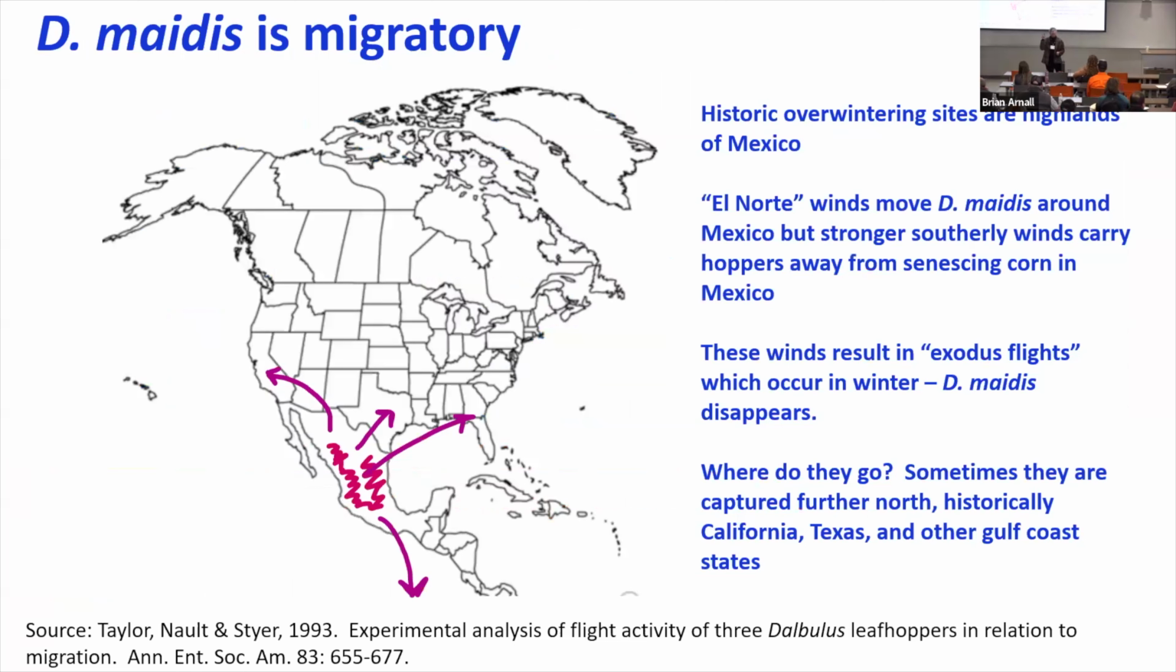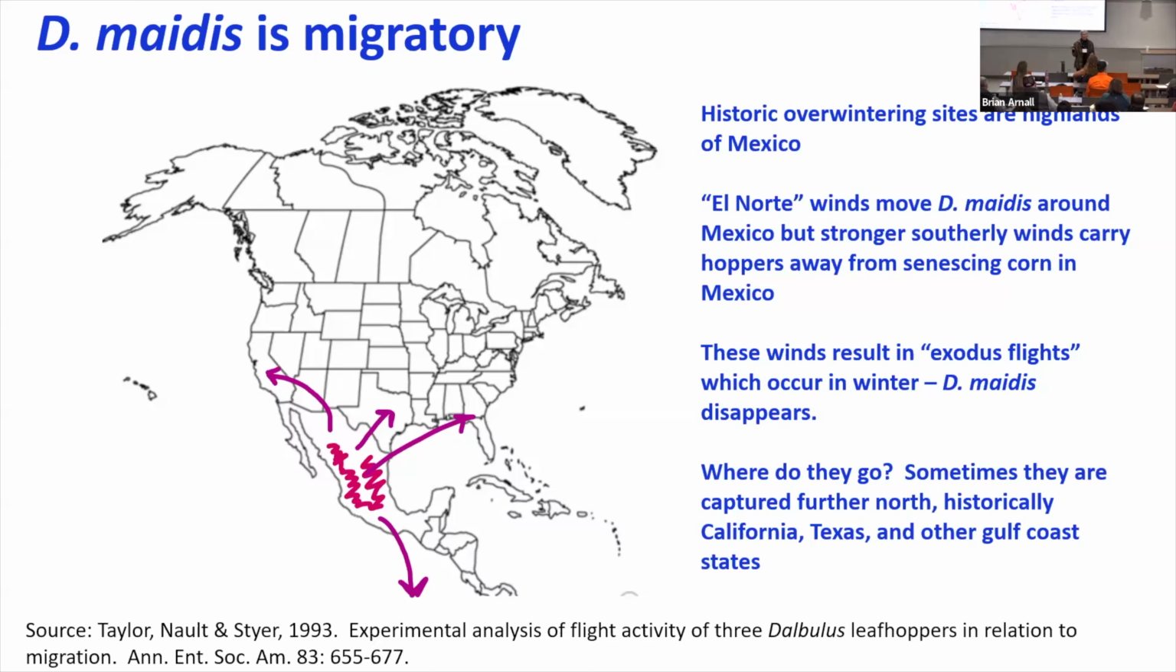All right. Here's another one. Dalbulus maidis, like other supervectors, is migratory. Okay, so historically, they overwinter in the highlands of Mexico. And there's El Norte winds that help with local movement within that country, move them away from fields and then back into fields. Okay, these winds, if they're strong enough, can result in what are called exodus flights. These are the long distance flights into other parts of the country or even other regions of the continent.